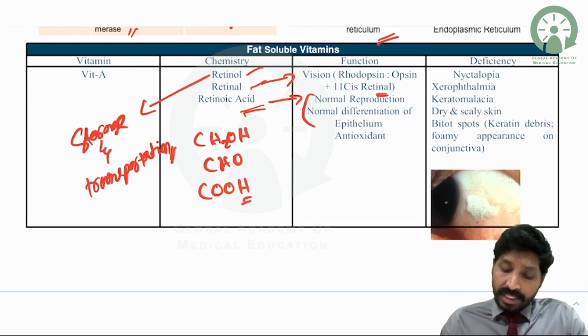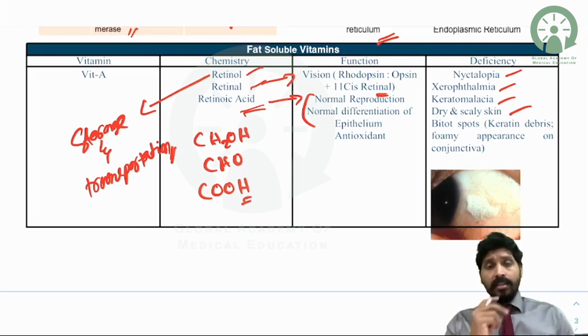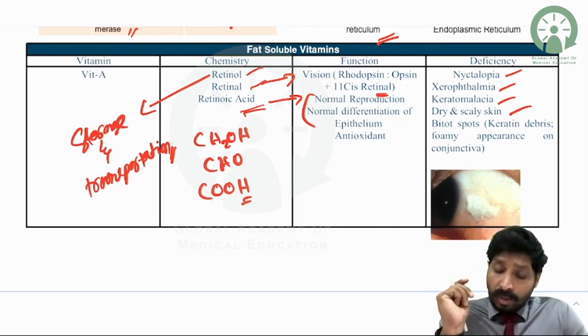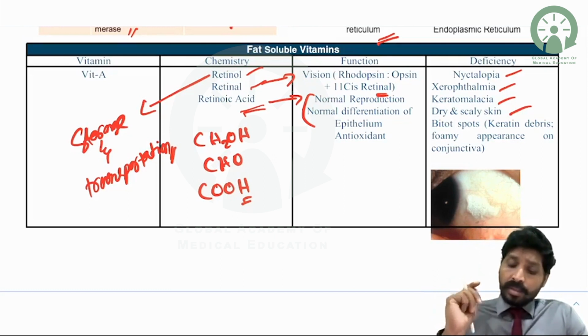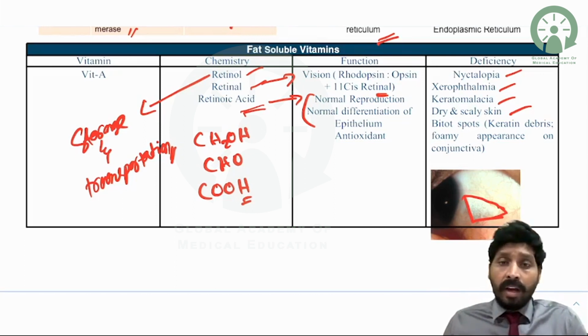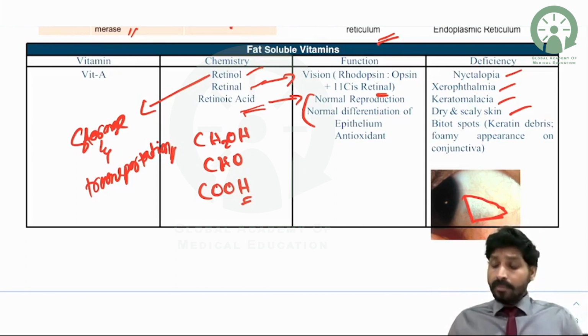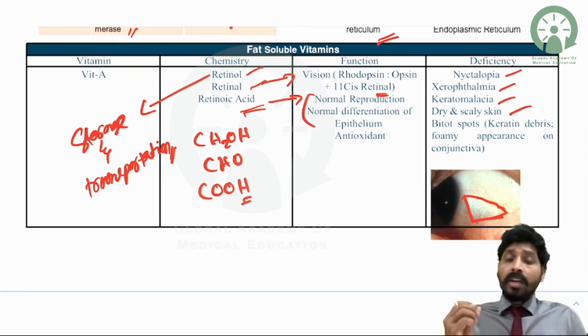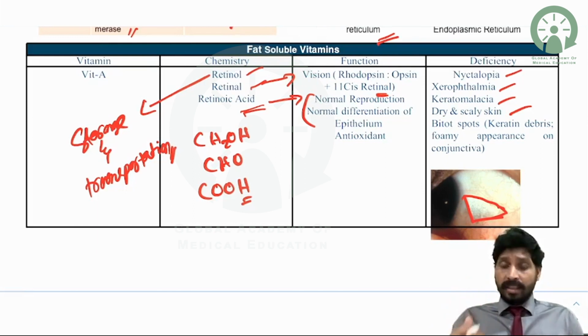Because of the deficiency of vitamin A, what will you get? Nyctalopia, xerophthalmia, keratomalacia, dry and scaly skin, Bitot's spots. Retinoic acid is required for maintaining healthy smooth epithelium. Because of its absence, you get dry and scaly skin, Bitot's spots, keratin debris, foamy appearance in the conjunctiva. White triangular plaques on the cornea or conjunctiva of the eye are the beginning of vitamin A deficiency, leading to keratomalacia. The conjunctiva becomes dry and swollen. Finally, you may lose eyesight.